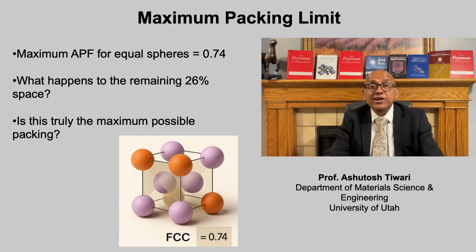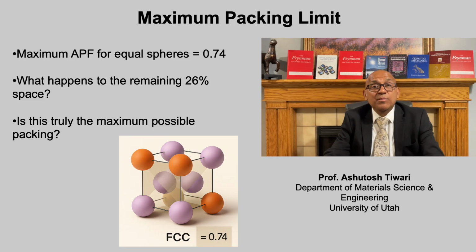Now that we have calculated the packing efficiency of simple cubic, body-centered cubic, and face-centered cubic, we saw that FCC gives us the highest atomic packing fraction of about 74%. That means only about 3/4 of the crystal volume is actually filled with atoms, while the rest remains as empty space. So the question is, what happens to this remaining 26% of space? Is 74% truly the absolute maximum packing any system can achieve?